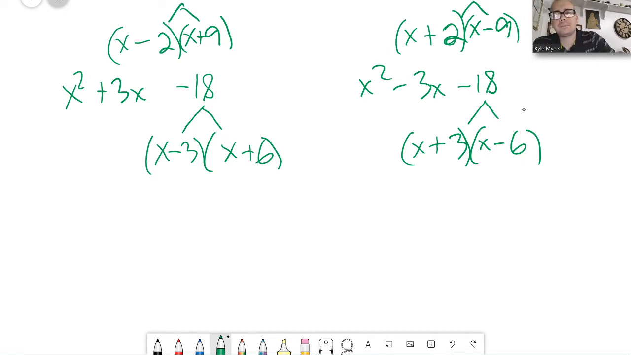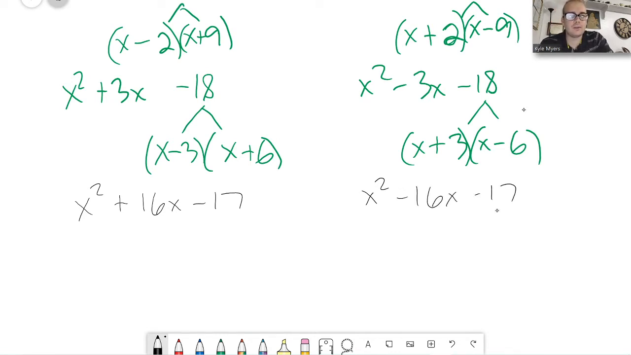So we're done there. I'm going to switch back to the black marker. Next would be 17. 17 is a prime number. So there's only going to be a few factors we can do there. And by a few, I mean 2. So this would be 16x minus 17. X squared. Let's see. Oh, minus. Goodness. Focus, Kyle. So here we want to do 17.